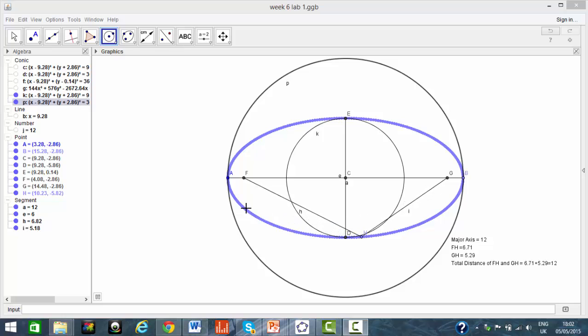It's important to know these lines move around the focal points 360 degrees, but if you join them to any point on the ellipse, it always equals the length of the major axis.